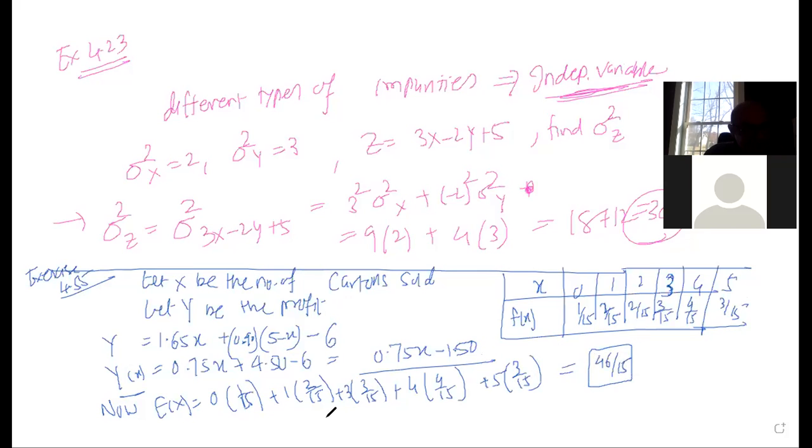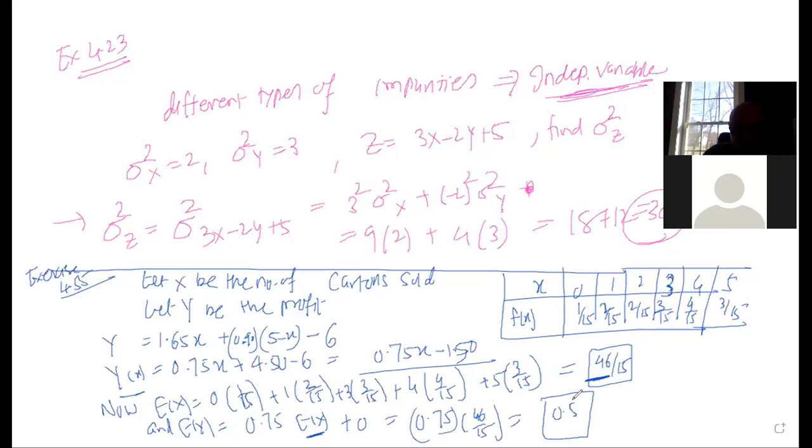Once you have this number, this is E of x, and then E of y is equal to 0.75 E of x, and that's what we require here. So we can plug the value from here. The other term is just a constant, so no need to write it. That is equal to 0.75 times 46 divided by 15. And whatever the number you are getting, that is the answer. So you're going to get $0.80. So the expected profit is 0.80 dollars per cartoon. So that's how you can solve the example.